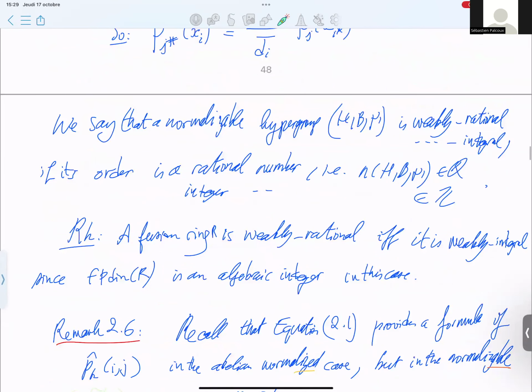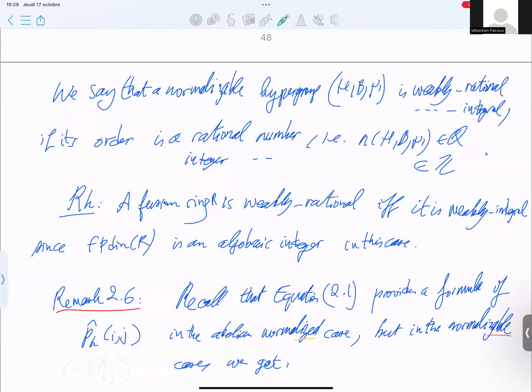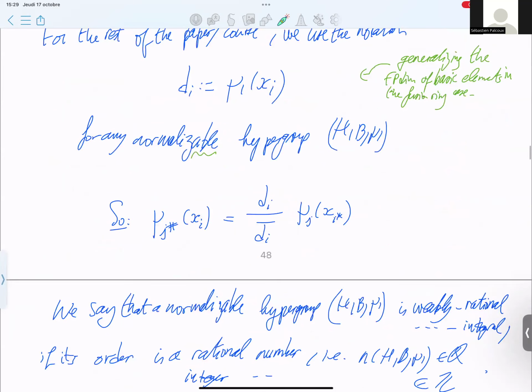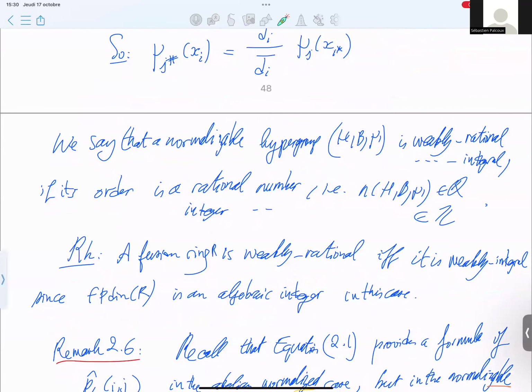So we say, okay, the notion of weakly rational, weakly integral is exactly as for fusion ring. Weakly means a property of the global Frobenius-Perron dimension. So here, a property of the order. We say it's weakly rational or weakly integral if the order is rational or integer, exactly as for fusion ring. But for a fusion ring, the global Frobenius-Perron dimension is always an algebraic integer, so rational implies integral.